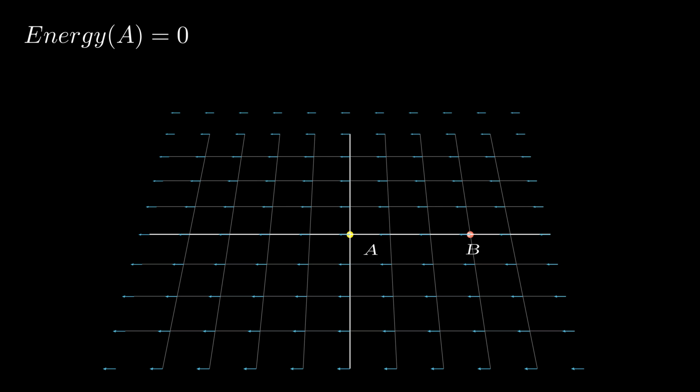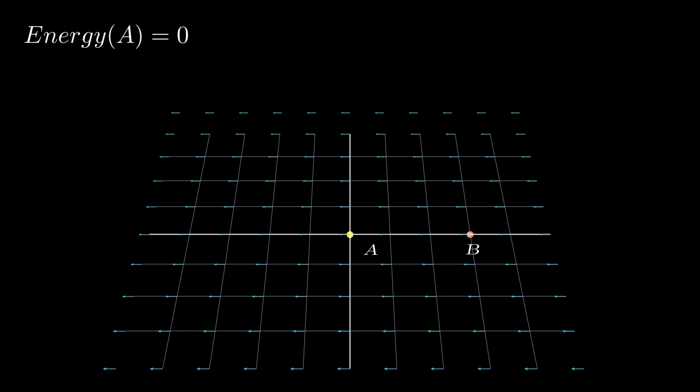Then, to find the energy at some other point B, we need to figure out the energy difference between A and B. How much energy do we need to give an object to move it from A to B? Or, if the energy at B is negative, how much kinetic energy does the object gain in being accelerated by the field when it goes from A to B? Let's look at a special case first.